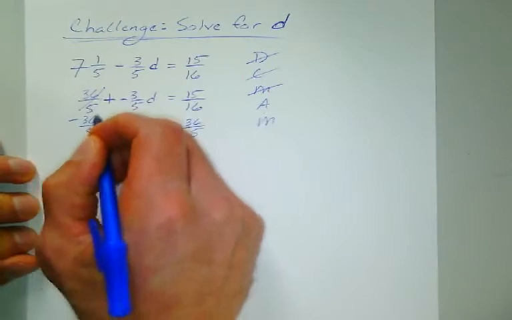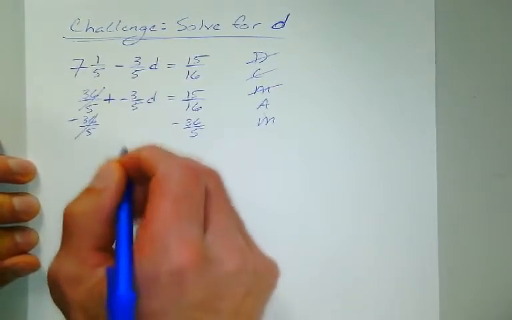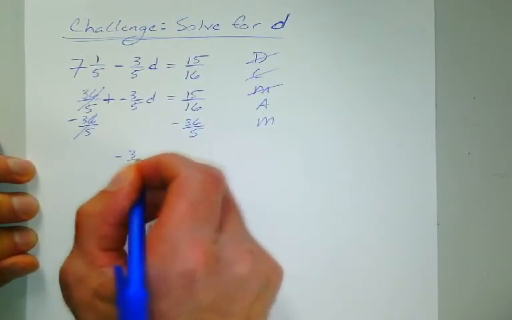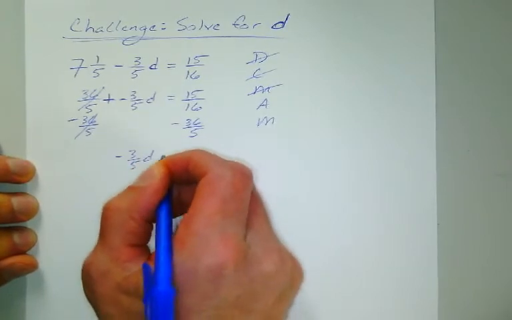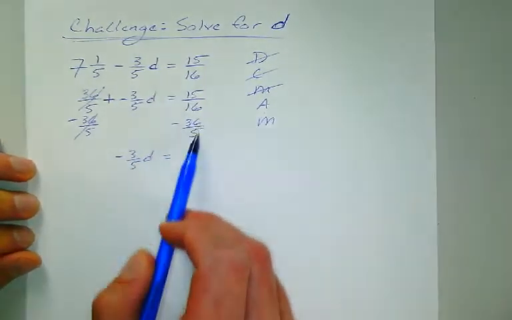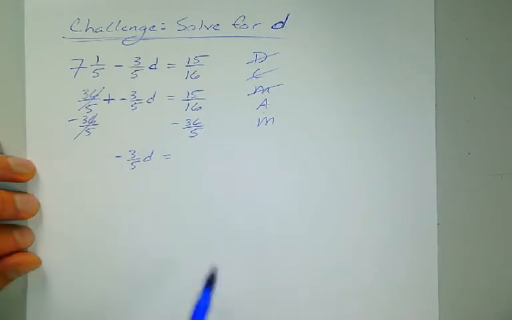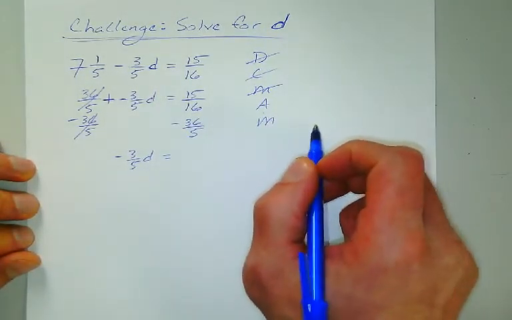There's our zero pair on the left. So on the left, we have negative 3/5 D equals 15/16 minus 36/5. Now that's tricky. So let's go over on the right side. Let's do some scratch work here.